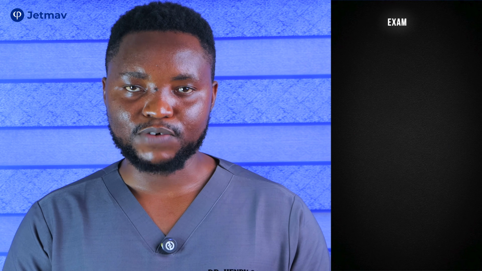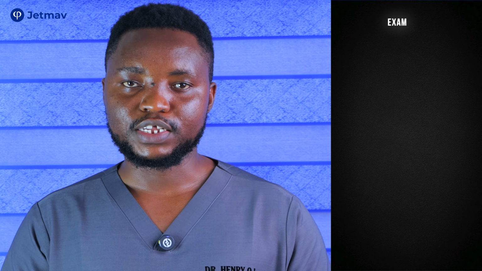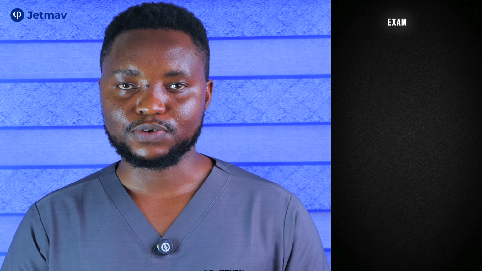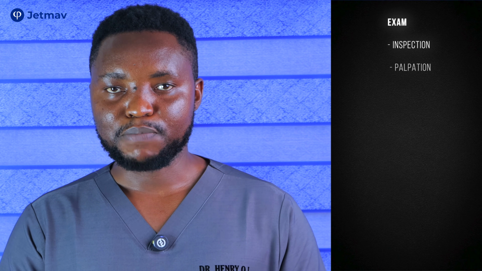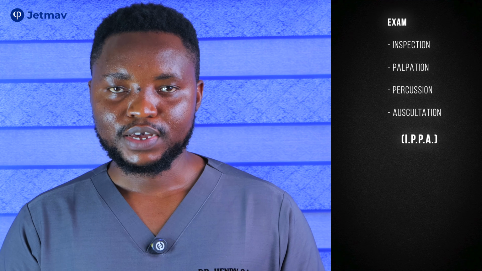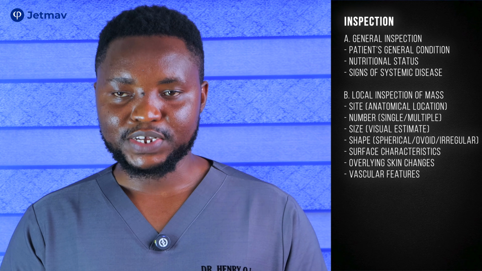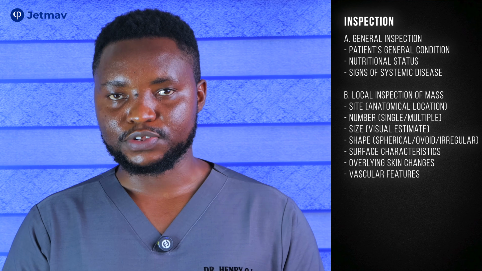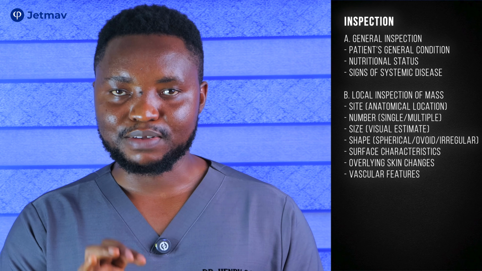Now, the examination itself, when it comes to examination of masses, we use the 4 techniques which we normally use for examination, which include inspection, palpation, percussion, and auscultation. Now, under inspection, we are going to, first of all, start by inspecting the patient, looking at the patient generally to note the patient's general condition. Then we'll go over to inspect the mass locally.